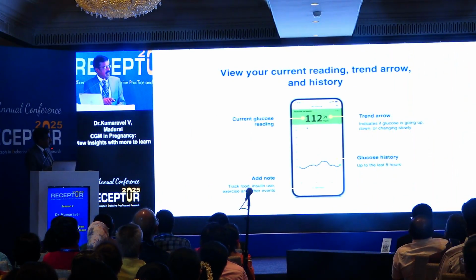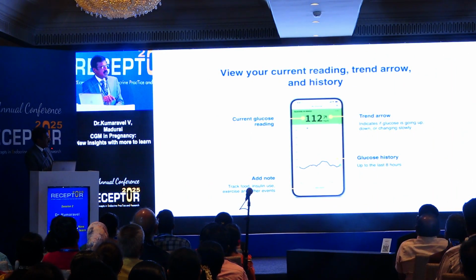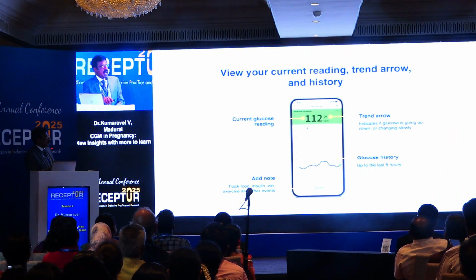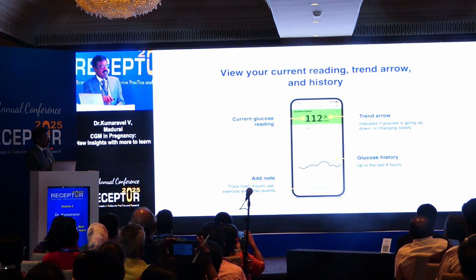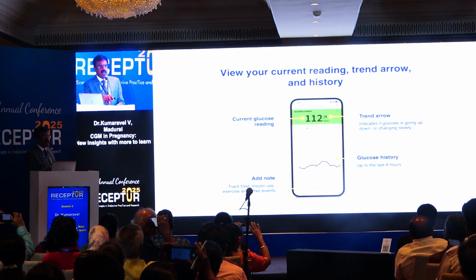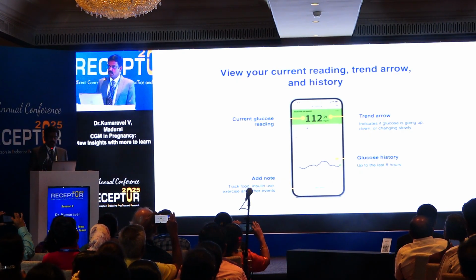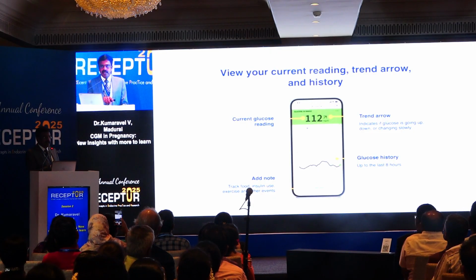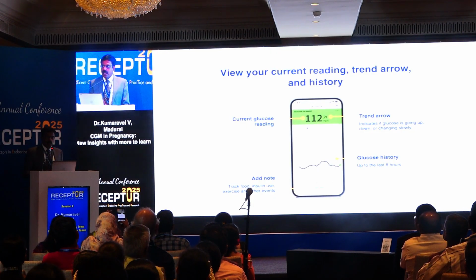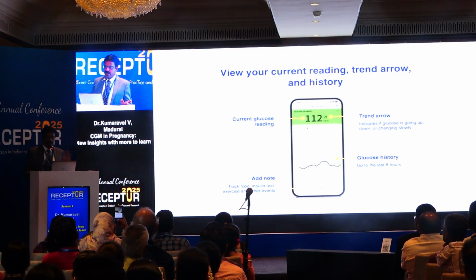And there are important things. You can see a current glucose reading, and more important, you can see a trend value. It will show whether your glucose is showing an increasing trend, or a static trend, or a decreasing trend. This is very useful because, suppose I see a blood sugar of 80 and it shows a decreasing trend, I am worried because this patient is going to end up with hypoglycemia.